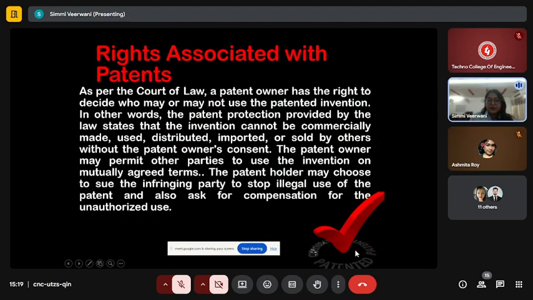Rights associated with the patent. We have already heard that. Why do we need the patent? Why do we need protection of the patent? It is because, as per the court of law, a patent owner has the right to decide who may or may not use the patented invention.